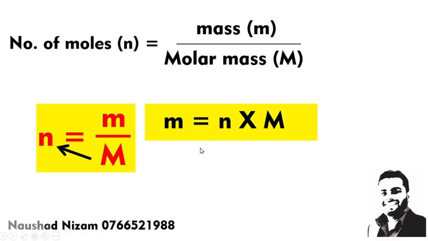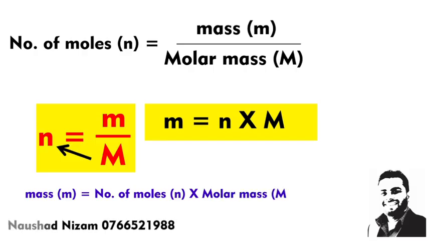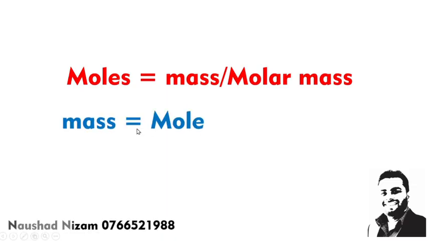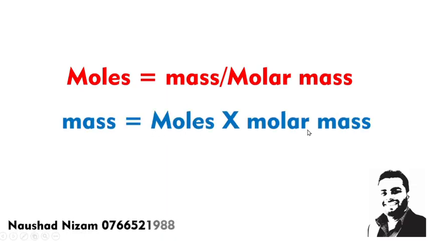So the mass can be calculated using the multiplication of the number of moles into the molar mass. So the mass of a given number of moles you can calculate by multiplying the given number of moles into the molar mass. Now, for example, to find out the moles, I said mass over molar mass. To find out the mass, moles into molar mass. So these are the two calculations that you can do.